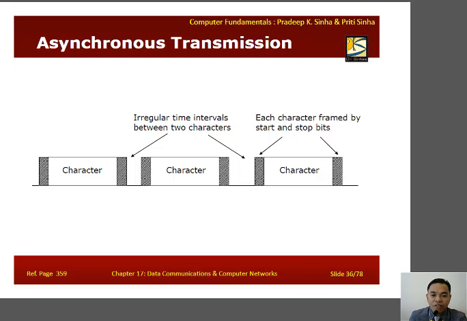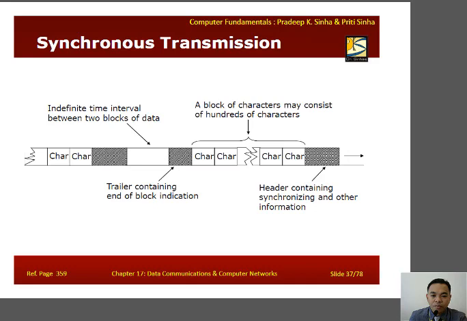So there will be irregular time intervals between two characters. And this is what we call the synchronous transmission diagram. You will see here an indefinite time interval between two blocks of data. A block of characters may consist of hundreds of characters. Then we will see a trailer containing an end-of-block indication, and there will be a header containing synchronizing and other information.